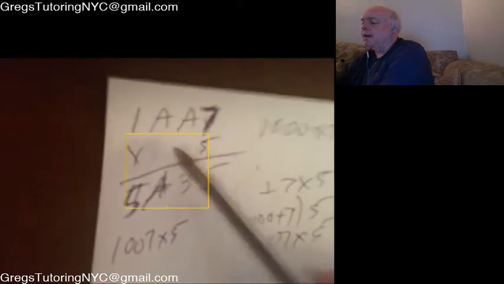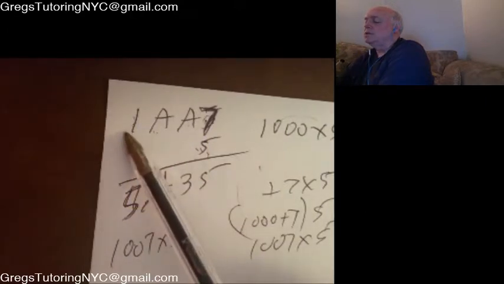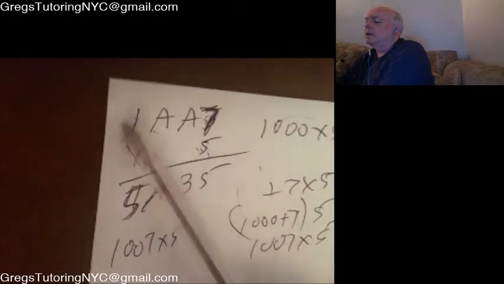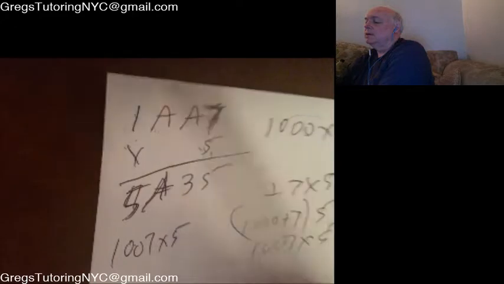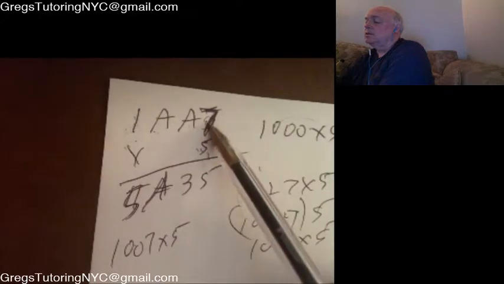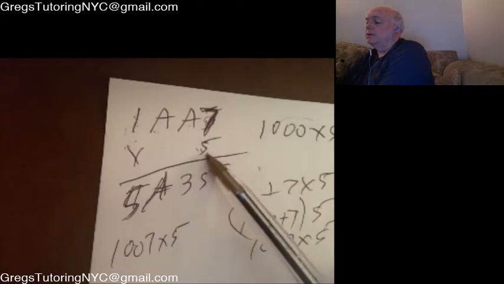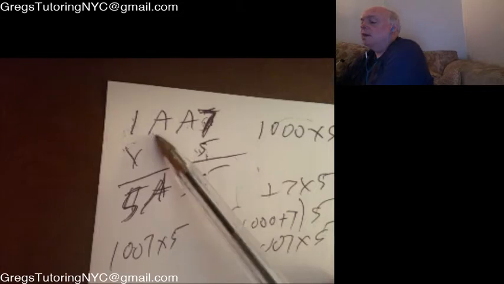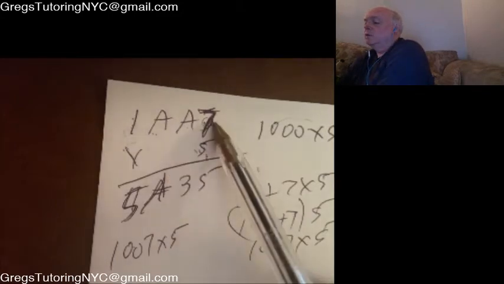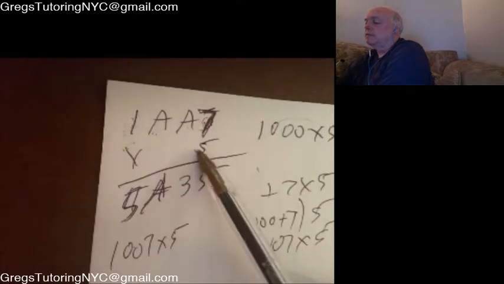So the question is, how do we do the same thing with the A's? Well, what I did was I took the unit position and multiplied by its place value. So it was 1 times 1,000, and this 7 is just 7 times 5. This becomes 1,000 times 5, 7 times 5. So this is 100A, right? Ones, tens, hundreds. This is 100A times 5.